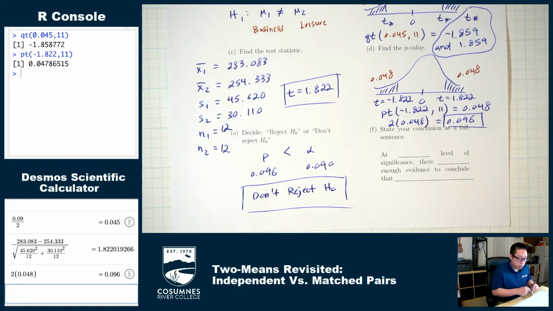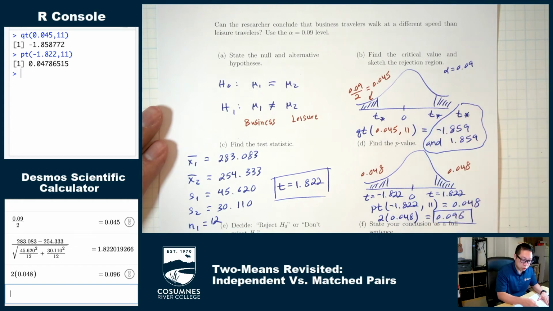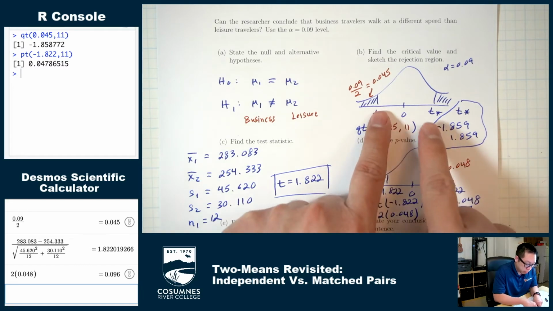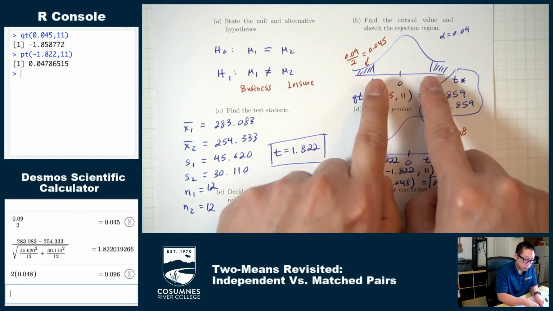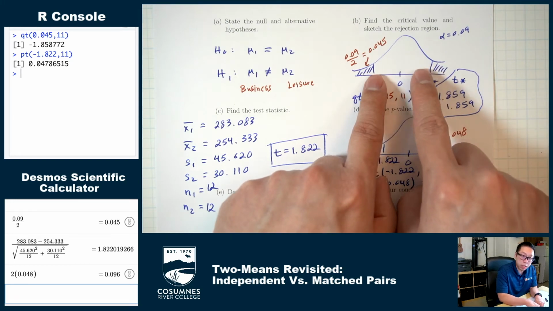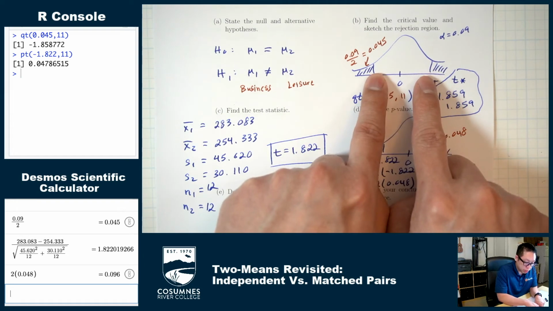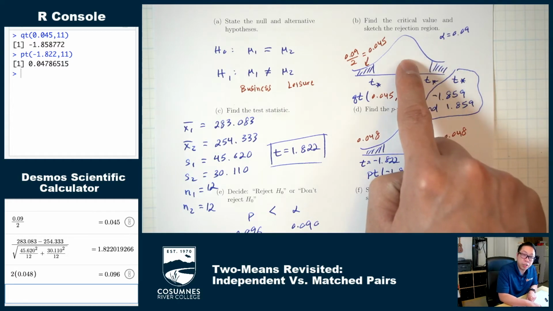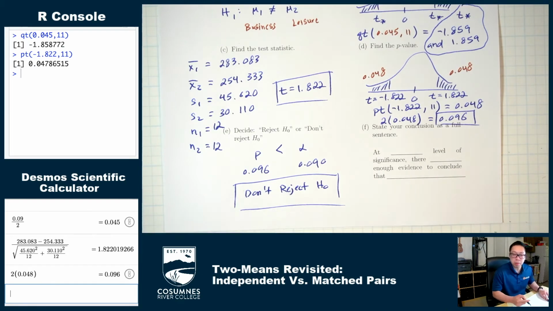And remember, you can also decide whether to reject or don't reject using part B, the rejection region. Part B, the boundaries here are negative 1.859 and positive 1.859. And the question is, where is 1.822? Is it in the shaded rejection region, or is it in the unshaded region when we don't reject? 1.822 should be just to the left of this right 1.859, which would put it in the unshaded area, which is telling us to also don't reject. So that's a good way to check your answer.